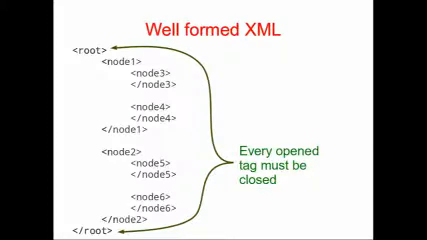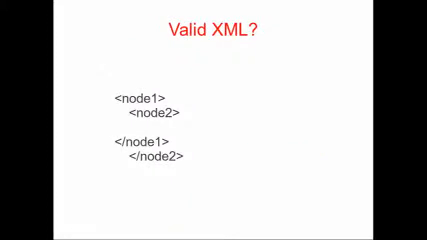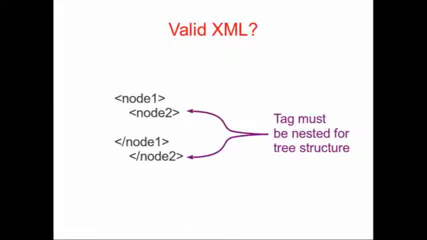Let's take a look at another XML file. Is this valid? It's not valid because we open node 1 and then we open node 2 and then we try and close node 1 while node 2 is still open. These tags are not appropriately nested for a tree-based structure. And so to make this valid XML, you have to close node 2 before you close node 1.